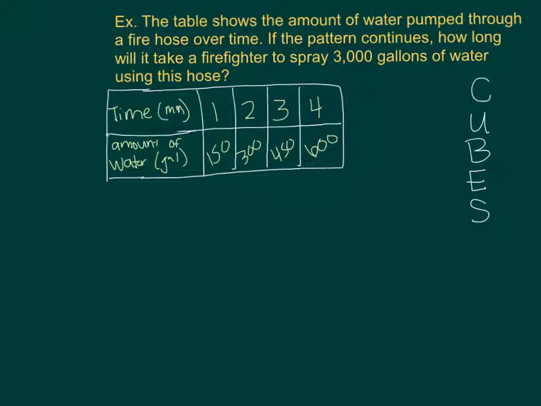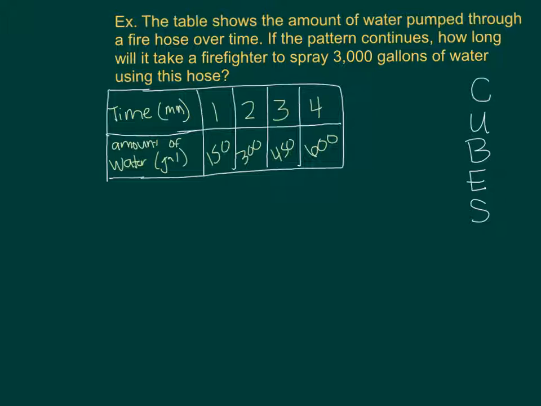So let's take a look at our table. It looks like here's our time, and it's in minutes. So in 1 minute, the amount of water per gallon is 150 gallons. That's a lot of water. Think of 150 gallons of milk coming through a water hose in 1 minute. It's a lot. In 2 minutes, it looks like that's going to double to 300 gallons of water. In 3 minutes, it looks like they're adding another 150 to 450 gallons of water. And in 4 minutes, it's pushing out 600 gallons of water.